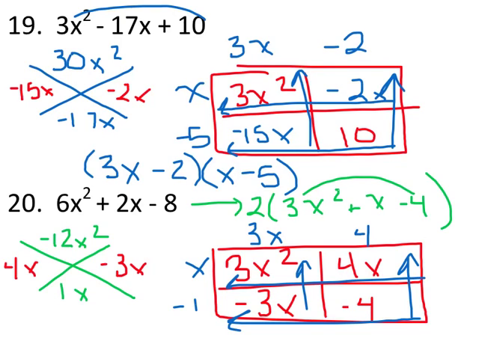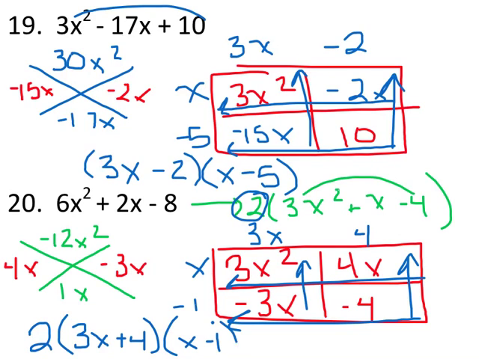So when we write our final answer, remember we still have this 2 that we factored out earlier. 3x plus 4, x minus 1. And that is our final answer.